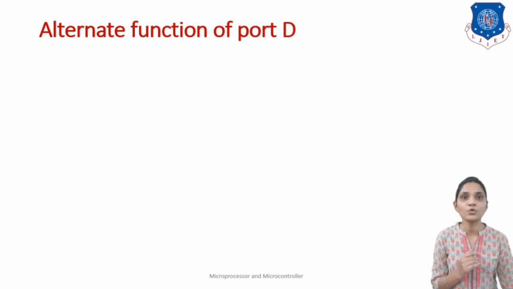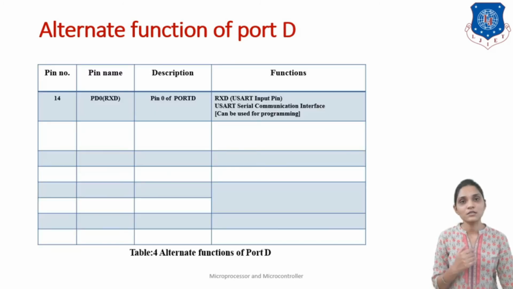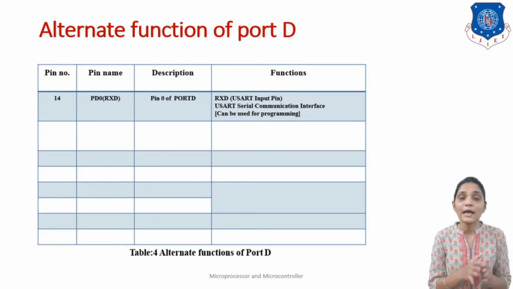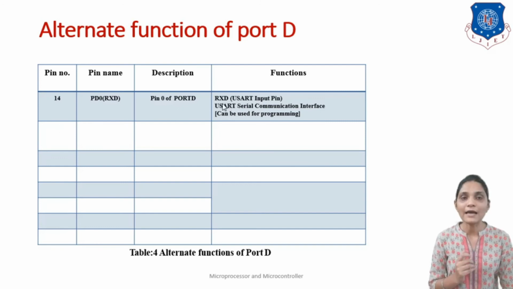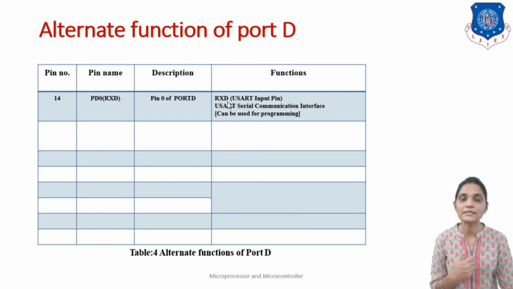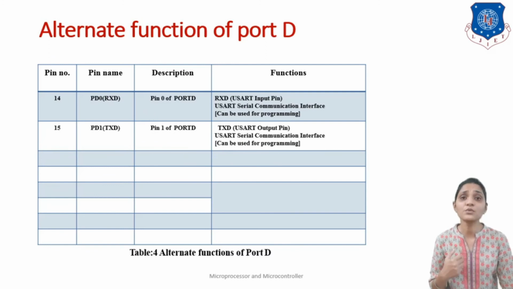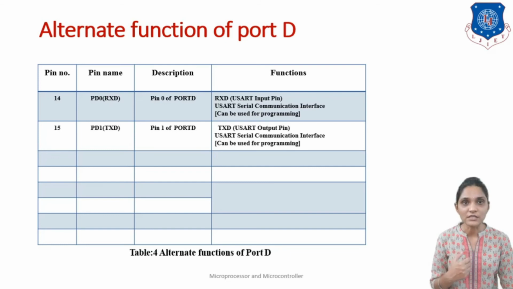Okay, and the next port, that is port number D, has a dual functionality. The first functionality is common, that it is the bidirectional input output port, and the second functionality that we have to see is that the PD0 pin can be used as RXD, that is the USART input pin, used for the USART protocol. USART is the serial communication interface. Okay, and so this is the first pin. And then you can use this PD1 pin, that is TXD, that is the USART output pin. Okay, and that is for input and output for the USART protocol.